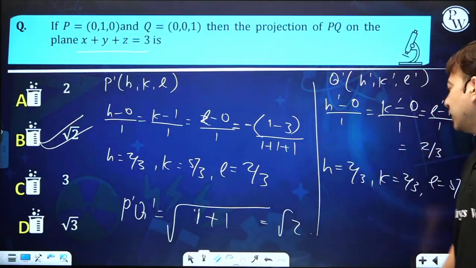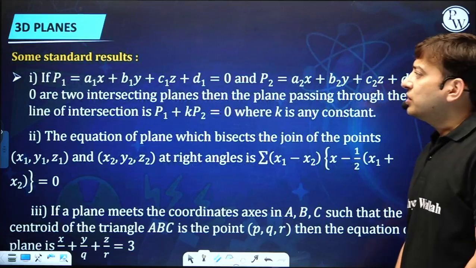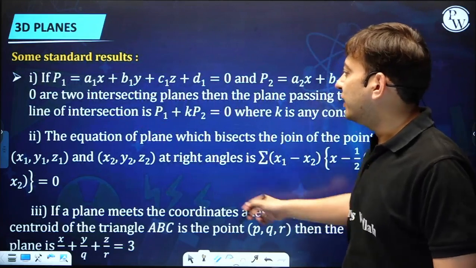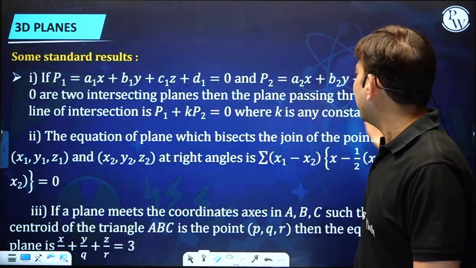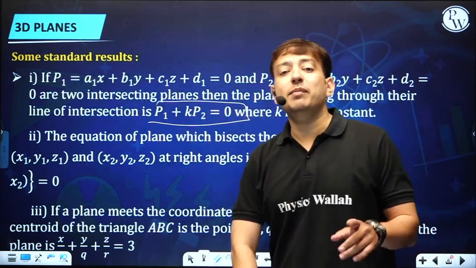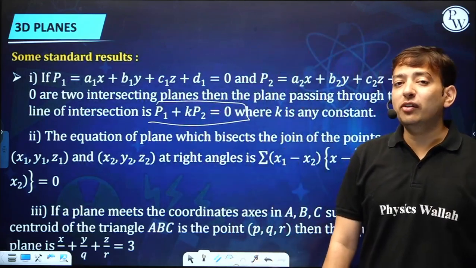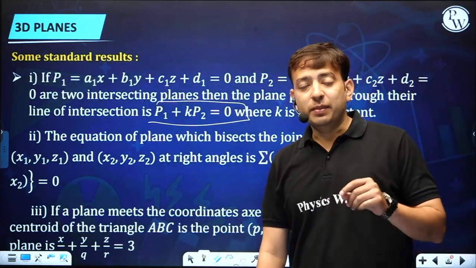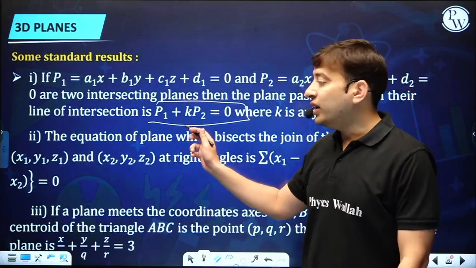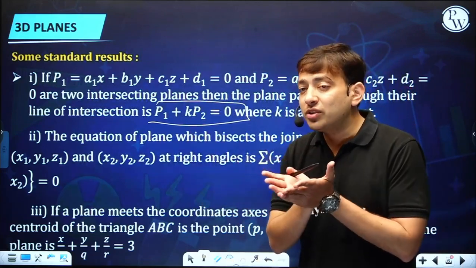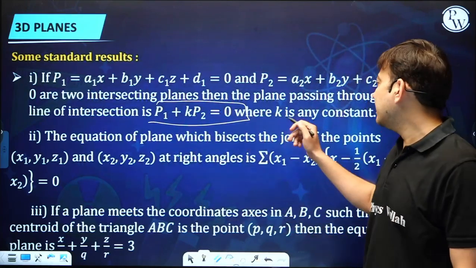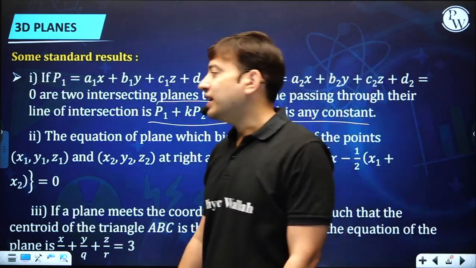Okay. Moving on. Now, some standard results. If plane 1 and plane 2 are two intersecting planes, then the plane passing through the line of intersection is P1 plus KP2, kind of a family of planes. If you remember family of lines, L1 plus lambda L2 means all the lines passing through the intersection of those two lines. Similarly, all the planes passing through the intersection of these two planes will be given by P1 plus KP2 or lambda P2, where K is any constant.